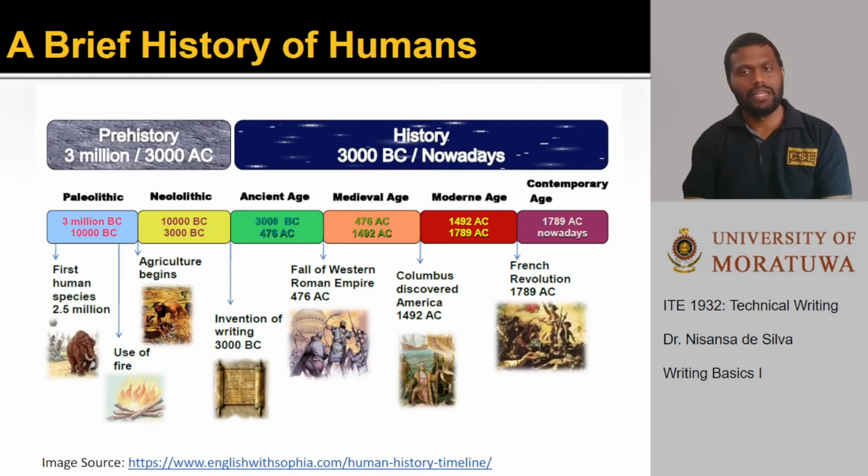Writing is what defines what we call history. Everything that happened before writing was invented is called prehistory, and everything after is called history. Writing was invented around 3000 BC. As you can see, the prehistory is longer than history, even though the box is smaller.